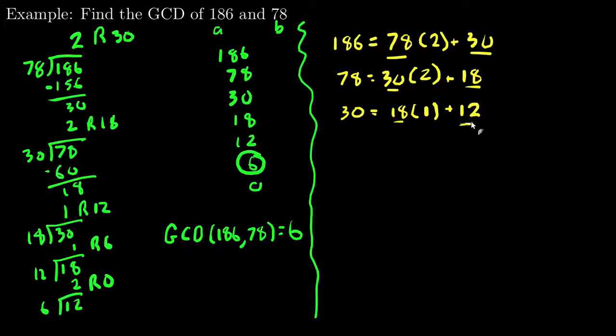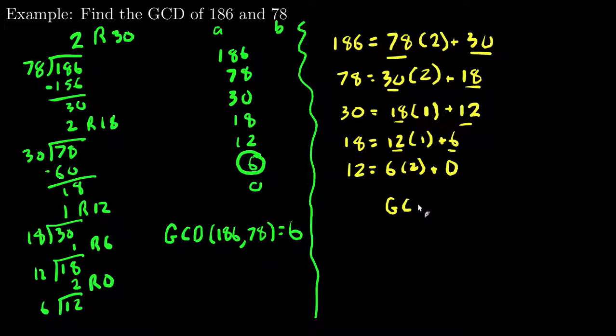And I take these two numbers, slide them over. 18 equals 12 times 1, since 12 goes into 18 one time, with 6 left over. And finally, take these two numbers, slide them over. 12 will equal 6 times 2, with nothing left over. So our greatest common divisor between 186 and 78 is equal to 6.